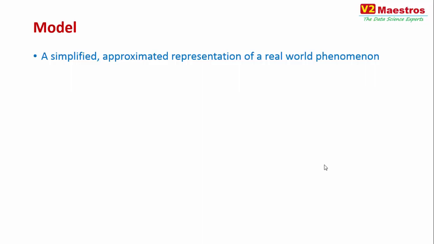You can actually go and build as complex models as you want to represent the whole thing, but usually when people build a model, they want it to be simplified, so it brings out all the important factors you want to bother about and ignores everything that you don't want to bother about. So it's a simplified, approximated representation of a real-world phenomenon. It captures the key attributes of the entities and their relationships.